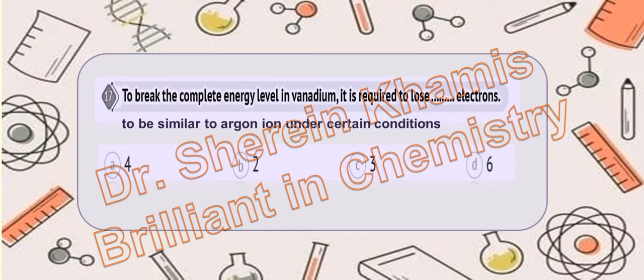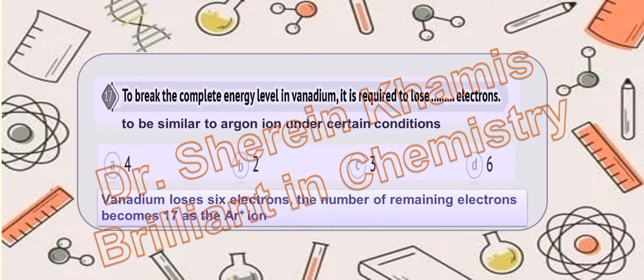Question 17 says that to break the complete energy level in vanadium, it requires losing what electrons to be similar to argon ion under certain conditions. If we want to break the energy level of vanadium, it will lose what? It will lose 6 electrons. So the number of remaining electrons becomes 17. So it will be similar to what? Similar to the argon ion.